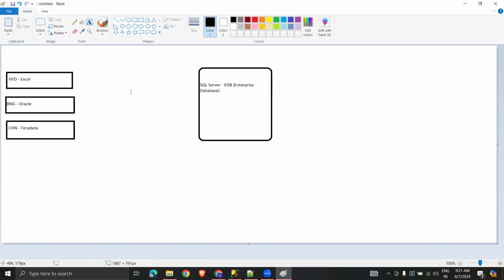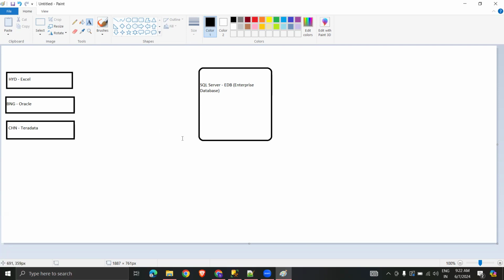But how to load the data? How to maintain the data from three different systems in one system? It's not possible directly because the Excel system has its own data structure, Oracle has its own data structure, and Teradata has its own data structure. Three different data structures cannot be combined into another different data structure directly.